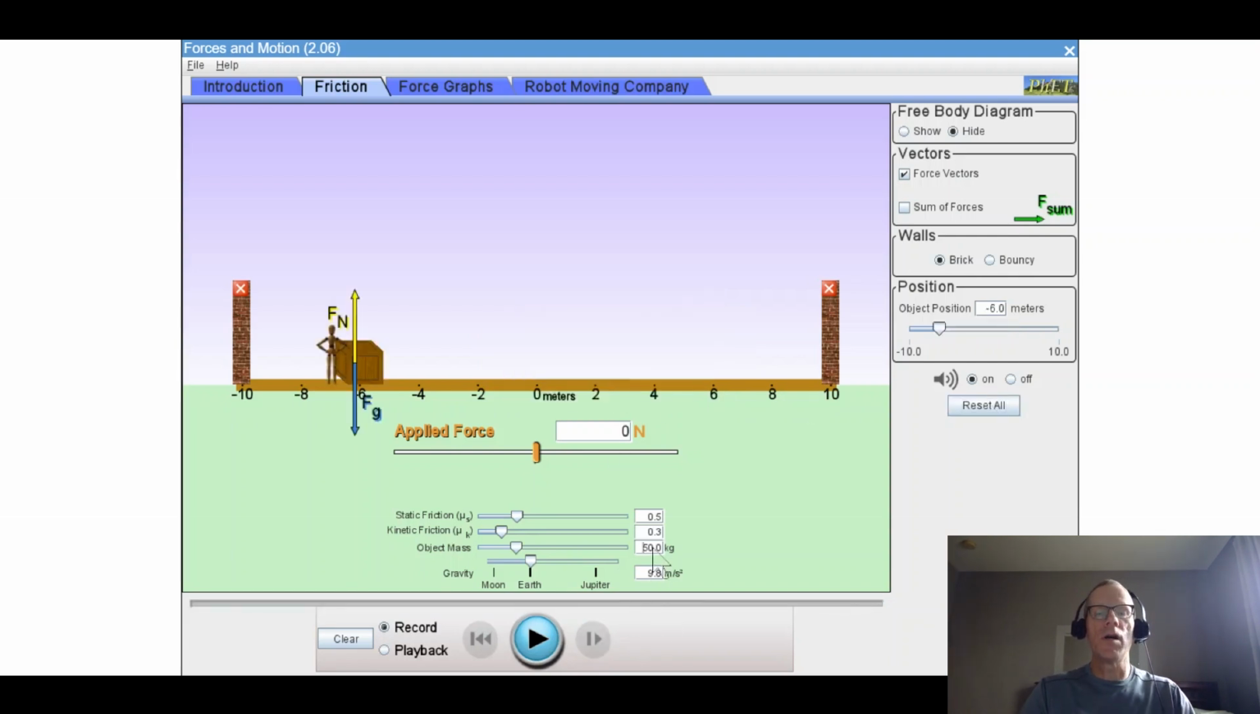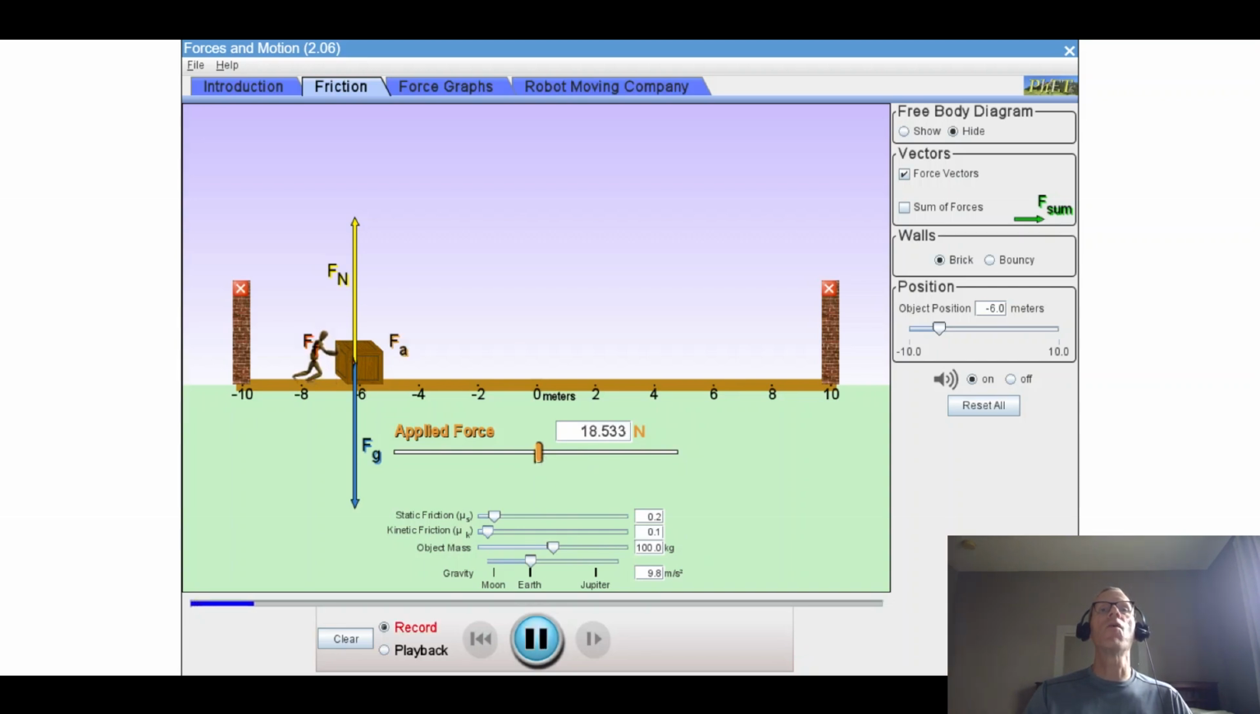I'll go back up to 100 kilograms again. And this time I'm going to decrease the static friction. It looks like I can't do anything in 100ths, so we'll just go to 0.2. I'm going to lower the kinetic friction here as well. So now I've taken the static friction coefficient from 0.5 to 0.2. Let's see what happens.